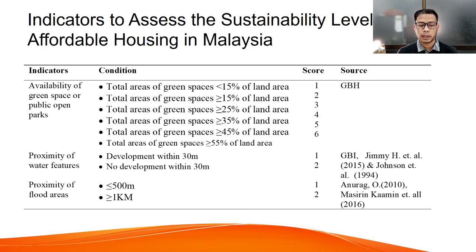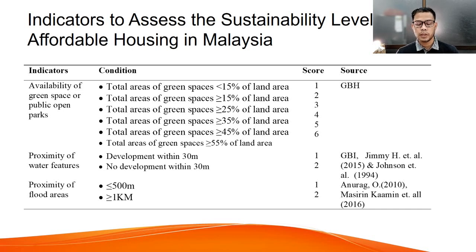So the first indicator is the availability of green space or public open park. The second one is proximity to water feature, and the third one is proximity to flood area. For the first indicator, we have six main conditions.